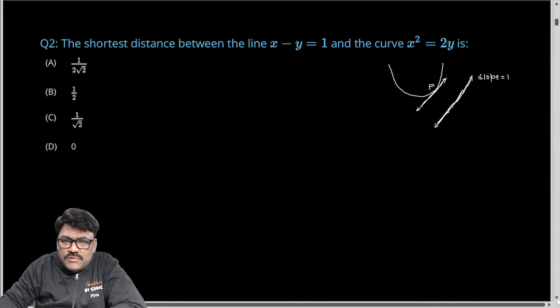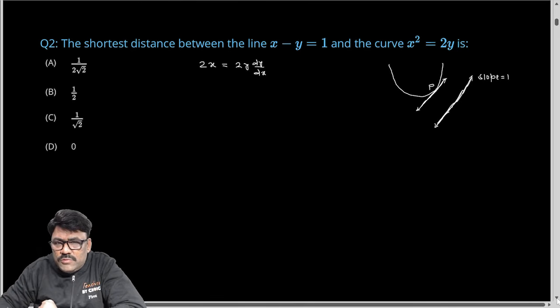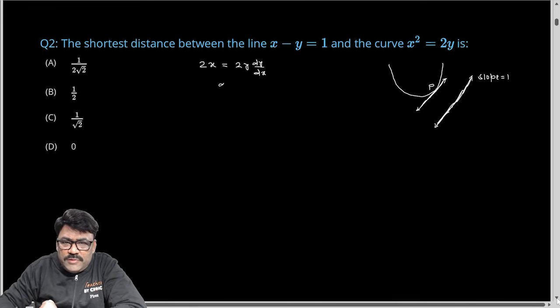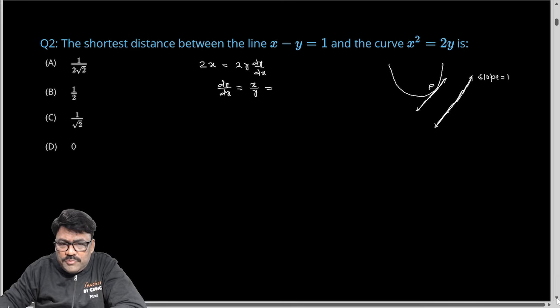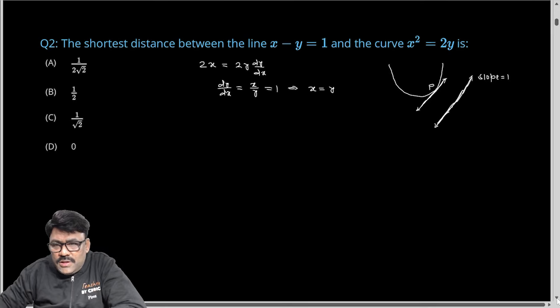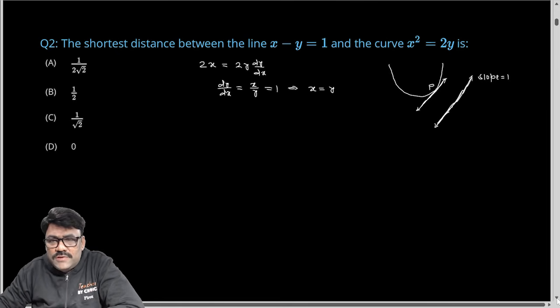Basically derivative. So if I differentiate the curve, I'm getting 2x is equal to 2y dy by dx. So dy by dx is what? x over y. So this is the slope of the tangent, dy by dx. And you can see that the tangent is parallel to this line. So this slope must be 1. So hence x and y should be equal.